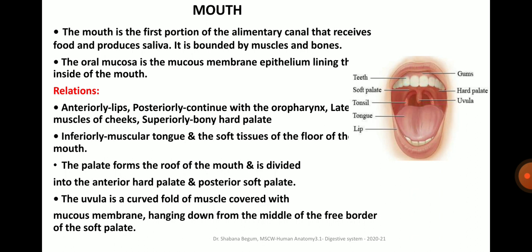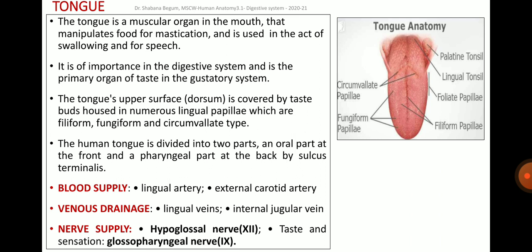This particular figure in this slide will show you the internal anatomy of the mouth, where you can see the presence of the tongue, the lips, then the soft palate, hard palate, teeth and gums. Apart from all that, the structure which is curved and muscular, which hangs down from the middle of the free border of the soft palate, is called the uvula, and can be seen very clearly. The next structure which one has to study is the tongue.